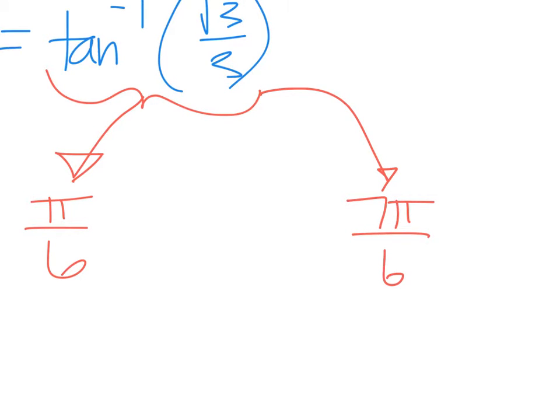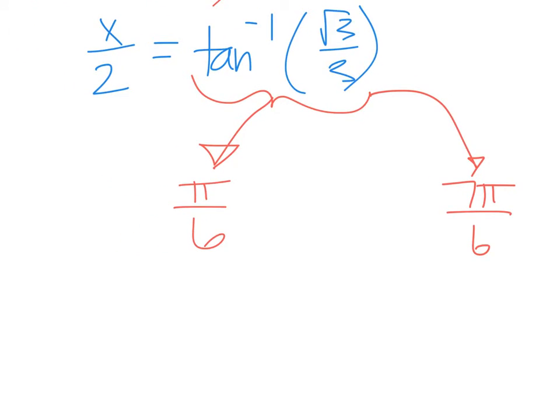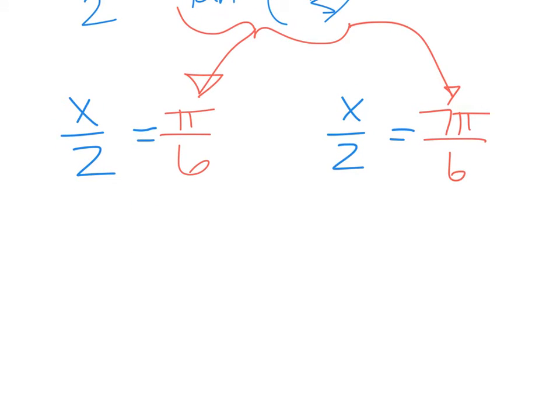I was looking at my super chart. So there are two places on your unit circle between 0 and 2 pi where the tangent has a value of root 3 over 3. So we include them both in your equations. There are two places, so we have two final equations.